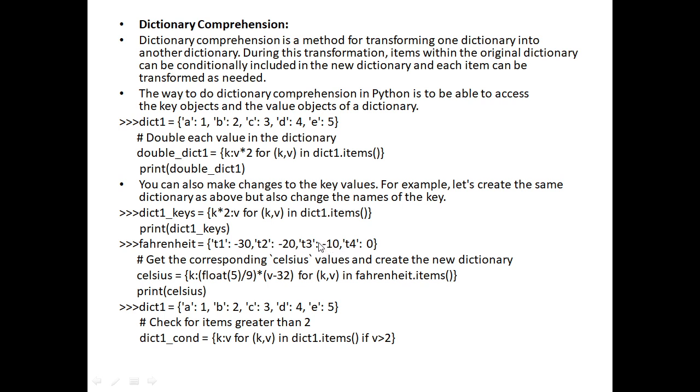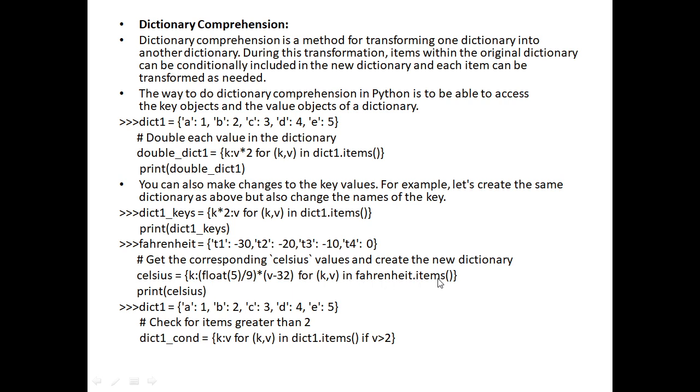So what we'll do is simply take one more dictionary with the name Celsius. The key I am taking as it is. I need to convert the Fahrenheit into Celsius with a formula. I am applying the same formula: float of 5 by 9 into v minus 32, means Fahrenheit value minus 32. And then we'll get Celsius. So for k comma v in Fahrenheit dot items.